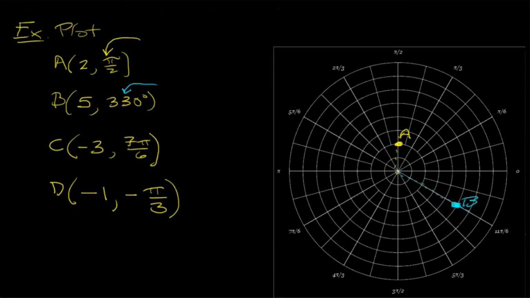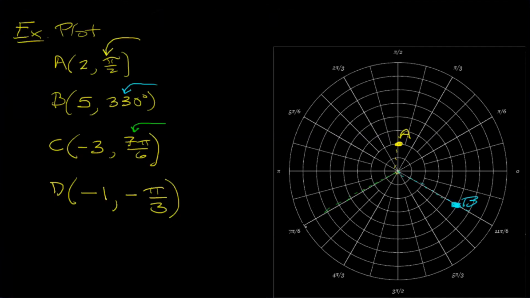Now, point C is where it starts getting a little more interesting. Once again, I'm still going to start by seeing where is my angle. So 7 pi over 6. If I look here, there's my 7 pi over 6. And I'm going to go negative 3 units. What does that mean? Yes, that's exactly right.